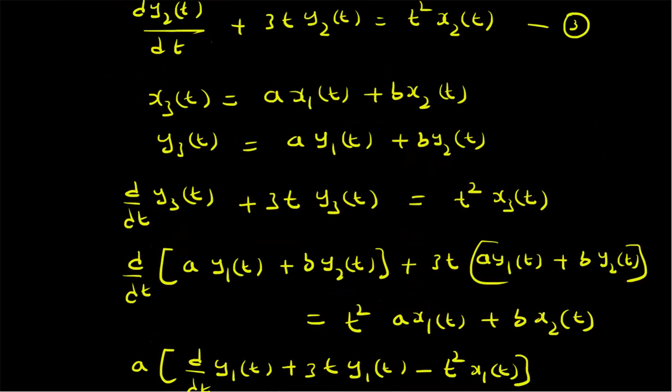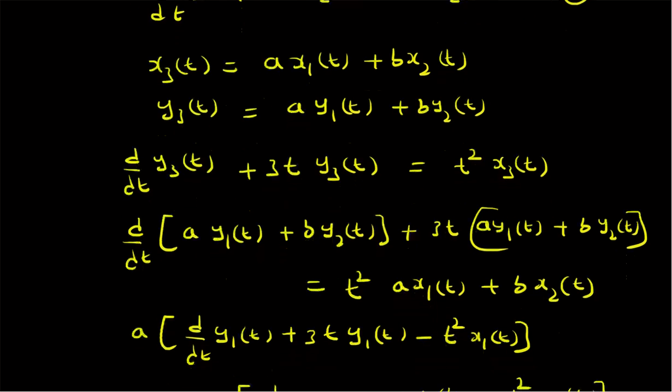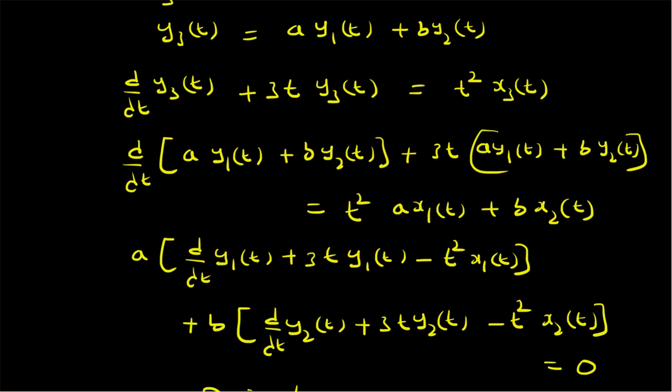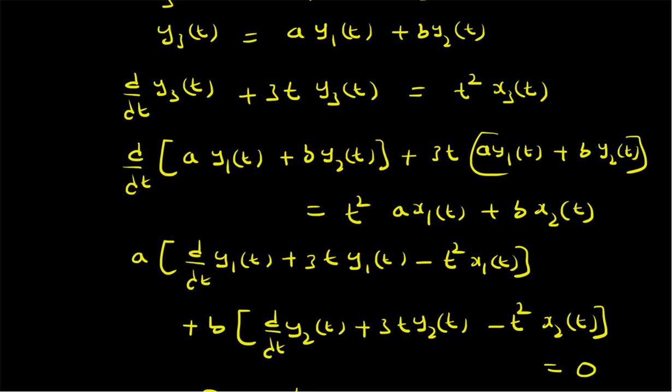We define a new input x3 of t, which is a combination of the previous inputs, and we also define an output y3 of t, which is a combination of the previous outputs. Now if we substitute these new input and output in the differential equation, we should get a linear combination of the previous equations. That means when we substitute them, we have d by dt of y3 of t plus 3t y3 of t equals t square x3 of t. Now we use the definitions of y3 of t and x3 of t, and we can see that the resulting equation is a times the first equation, that is equation number 2, and then b times the expression that comes from equation number 3.